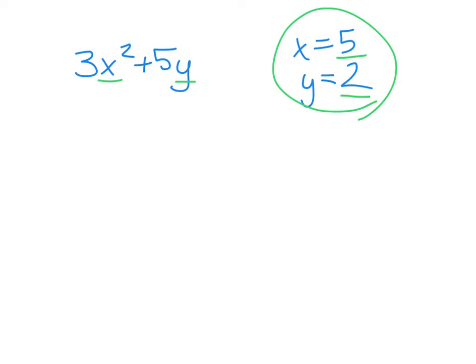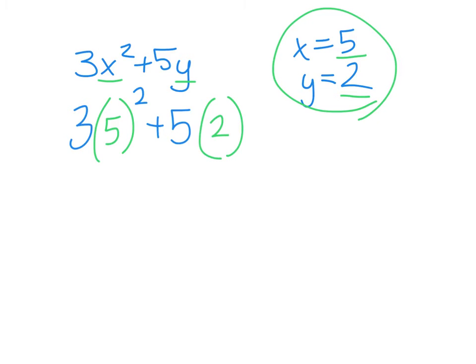So we have 3, and then instead of x, we're going to put a 5 squared plus 5, and then we're going to take the y out, and we're going to put a 2 in its place. Now let's take a look at the problem.